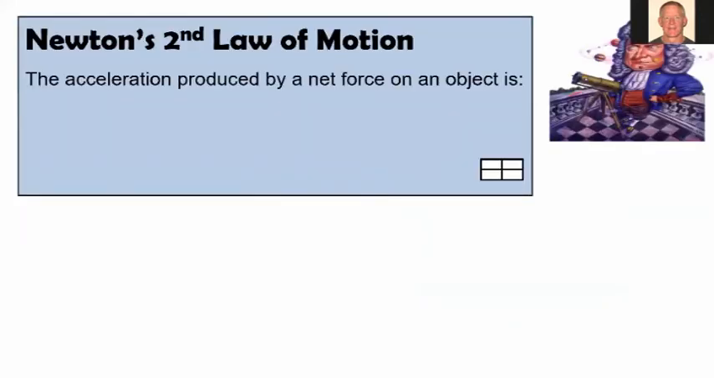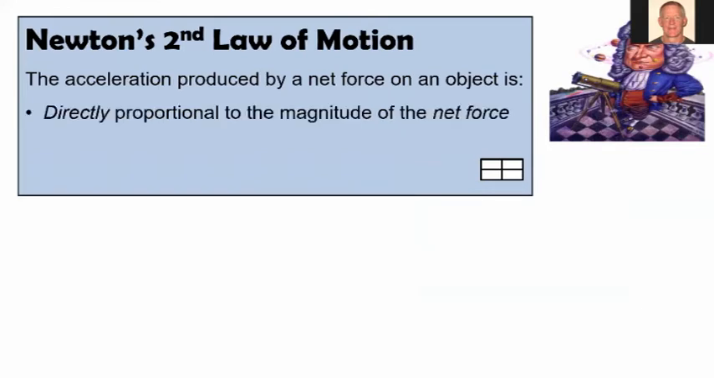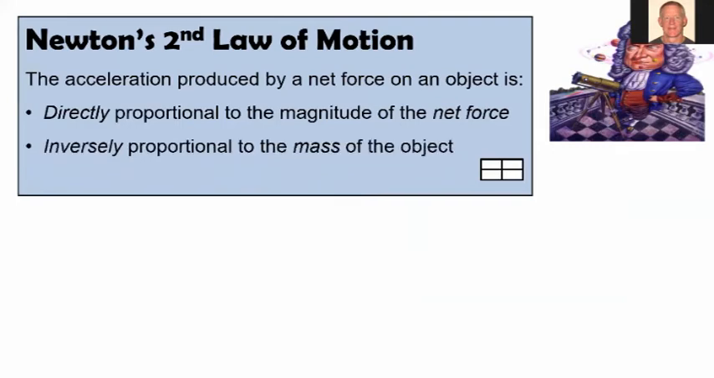So here's what it says. The acceleration produced by a net force on an object is, first, directly proportional to the magnitude of the net force. Okay, so force increases, acceleration increases, and inversely proportional to the mass of the object. As the mass goes up, the acceleration gets smaller or declines. Now, one other important element to Newton's second law is that the acceleration will always be in the same direction as the net force. And this is going to be very important to remember as we solve problems.